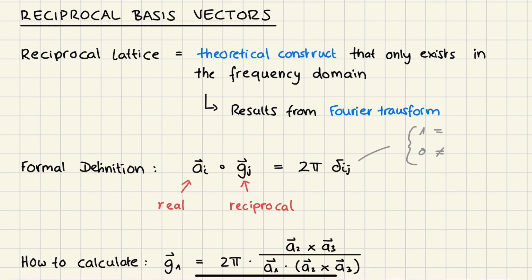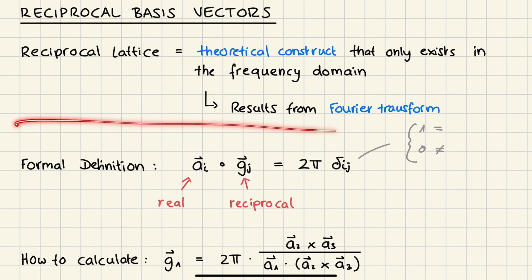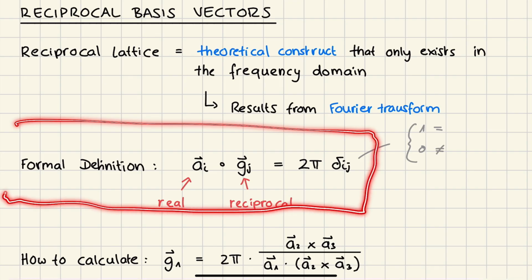This means that if we, for example, multiply the basis vector a1 with the reciprocal basis vector g1, the result is going to be 2 pi. Since both indices are the same, the Kronecker delta is 1, so 2 pi is left. If we, however, multiply the basis vector a1 with the reciprocal basis vector g2, the indices are not equal, so the Kronecker delta turns into 0. 2 pi times 0 is 0, so that result would simply be 0. This formal definition is what we're going to use at the end to cross-check our results.